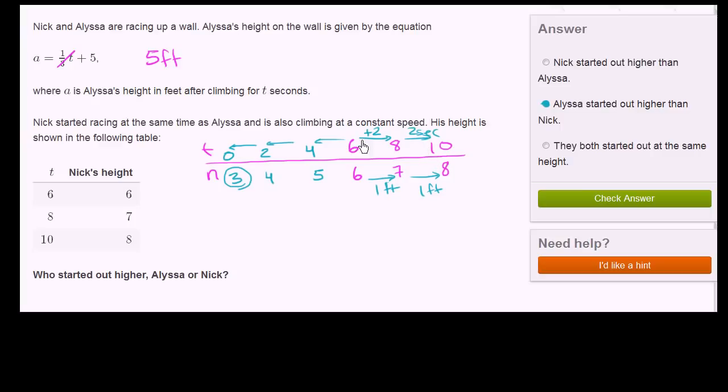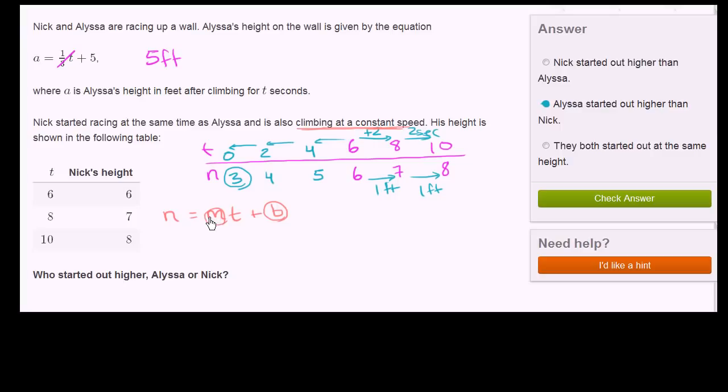Now the other way to do it is to set up an equation just like we had for Alyssa and substitute time equals 0. The way to do that is to recognize that Nick's height as a function of time is also going to be a linear equation, because he is climbing at a constant speed. So Nick's height is going to be some slope, some rate of change, essentially his height per second, times time, plus his initial position. So how can we solve for m, the slope, and his initial position?